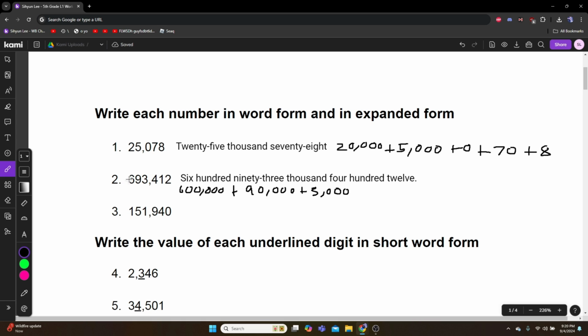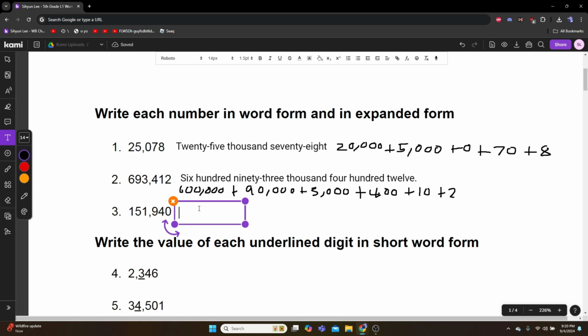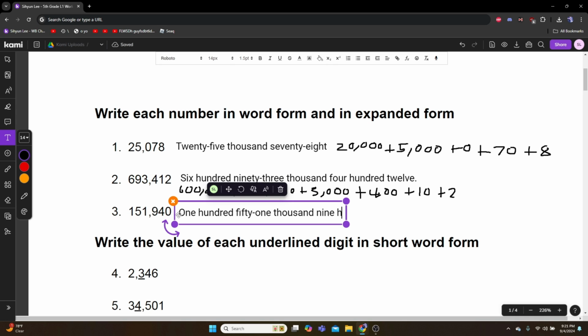And remember, we're just following this order going left to right. Plus 400 plus 10 plus 2. For number 3, since we know that this 151 is in the hundred thousands, we would go 151,000 and then 940 right here.